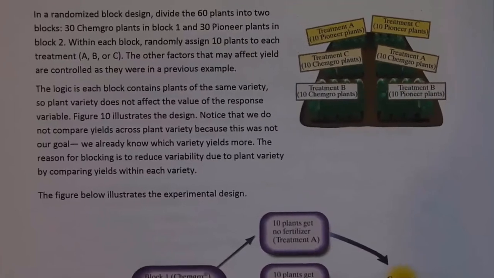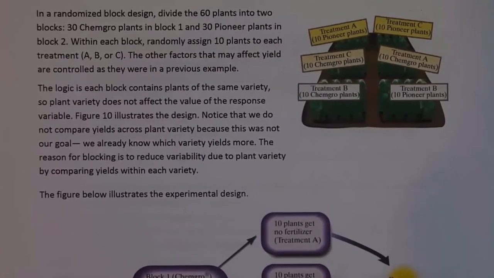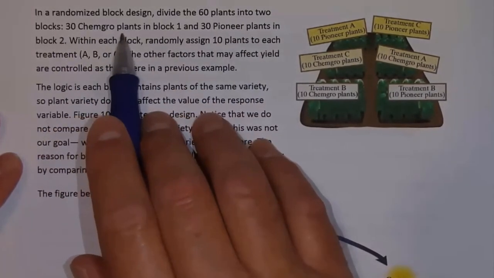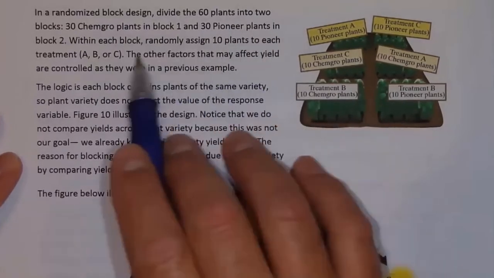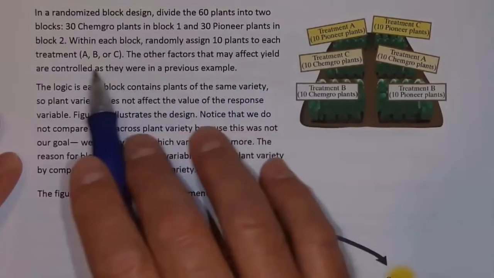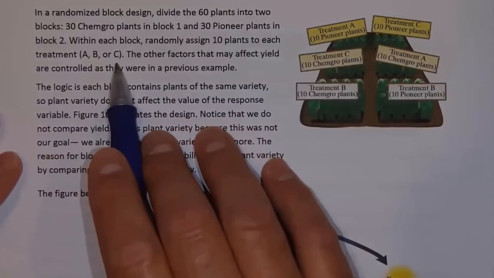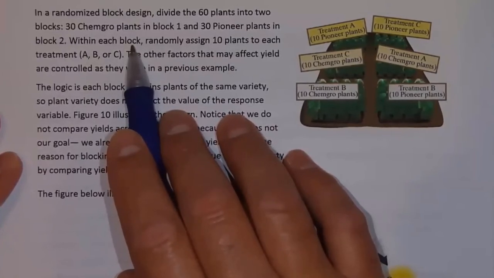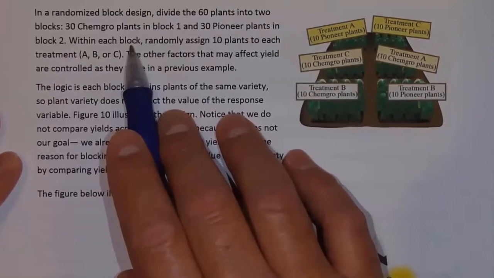So taking a look here, in a randomized block design, we're going to divide the 60 plants into 2 blocks. We have the 30 Kimgrow plants in block 1, and we have 30 Pioneer plants in block 2. Within each block, we're going to randomly assign 10 plants to each treatment, A, B, or C. So for example, for the Kimgrow plants, 10 of the Kimgrow plants are going to be in the control group getting no fertilizer. 10 of the Kimgrow plants are going to be in treatment B group, which is getting 2 teaspoons of fertilizer every 2 weeks. And 10 of the Kimgrow plants are going to be in treatment C, which is going to be getting 4 teaspoons of fertilizer every 2 weeks.